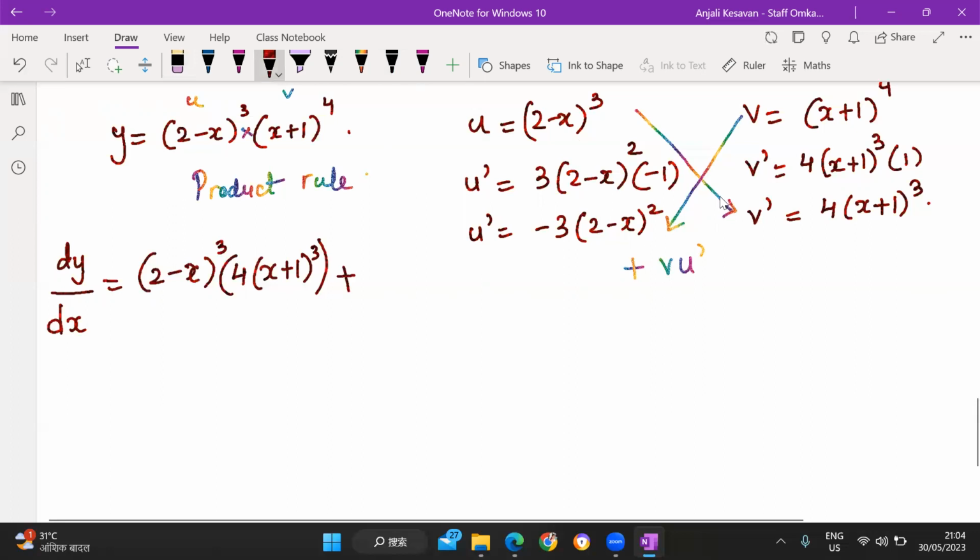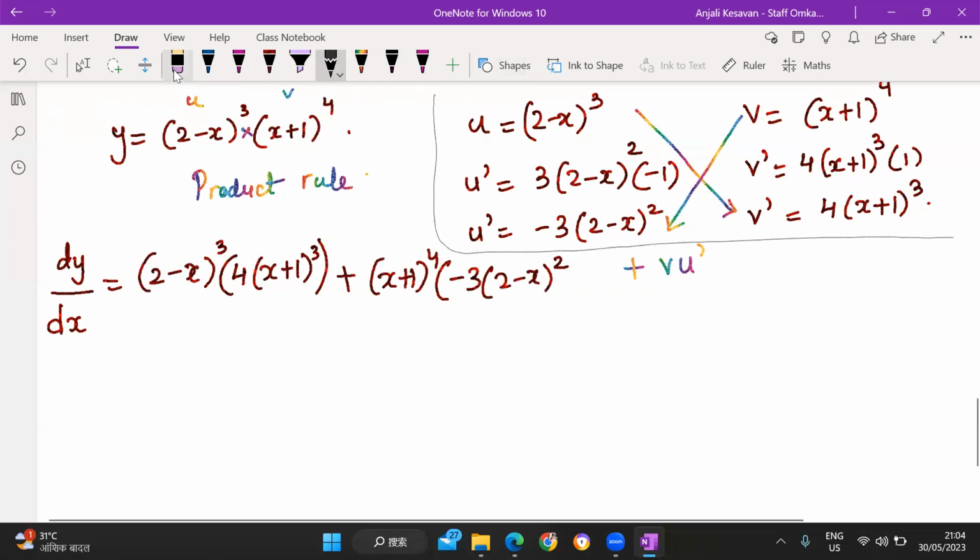V times, so what is V? V times U prime, raised to 4 times negative 3 times 2 minus x the whole square. Let me just separate this part here so that you don't get confused. So that's your UV rule, okay? Don't forget to close this whole bracket. Now let's simplify this further.